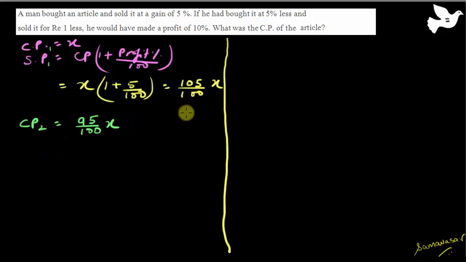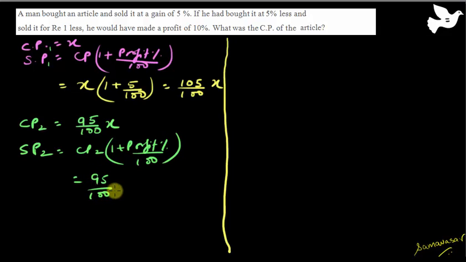So now he says, and sold it for 1 rupee less, he would have made a profit of 10%. Now if he is making a profit of 10%, my new selling price, SP2, is CP2 into 1 plus profit percentage by 100. So which is equal to 95 by 100x into 110 by 100, that is 10% profit. So if you solve this, you will get this to be equal to 209x by 200.